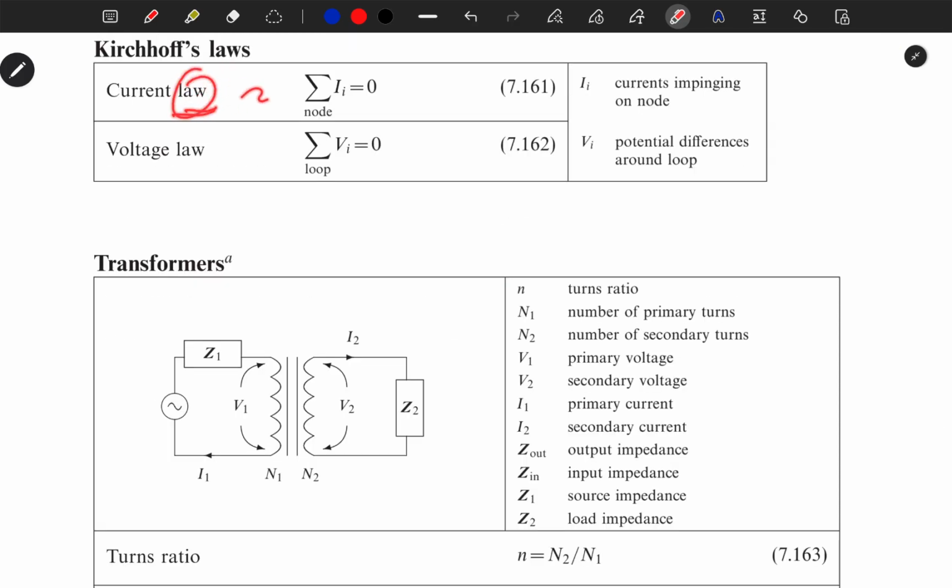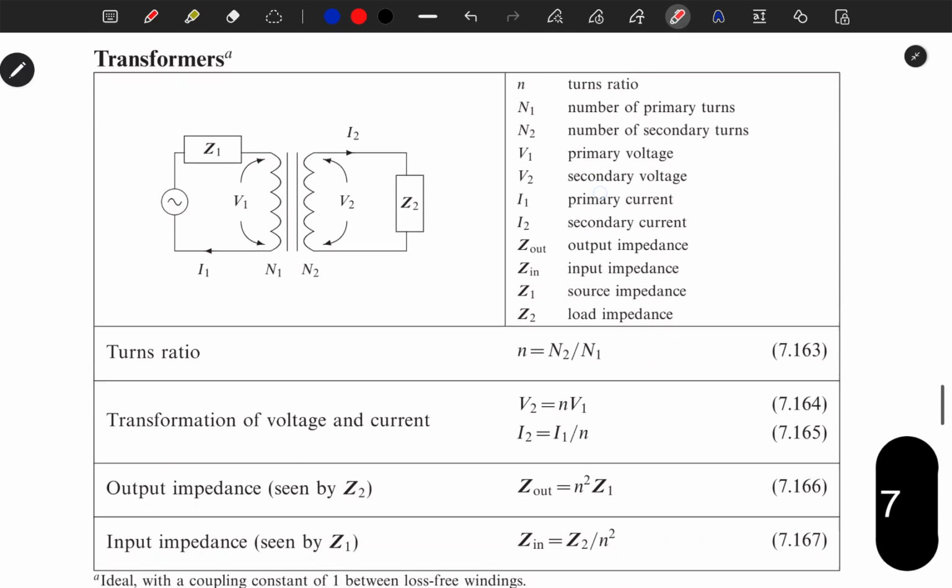Kirchhoff's current law: the sum of the currents at a node is equal to 0. Voltage: the sum of the voltages over a loop is 0. For a transformer, we have the primary and secondary coils with N1 and N2 turns. Turns ratio, small n equal to N2 by N1. Transformation of voltage and current: V2 equal to n times V1, I2 equal to I1 by n. Output impedance equal to n square Z1, and input impedance equal to Z2 by n square.